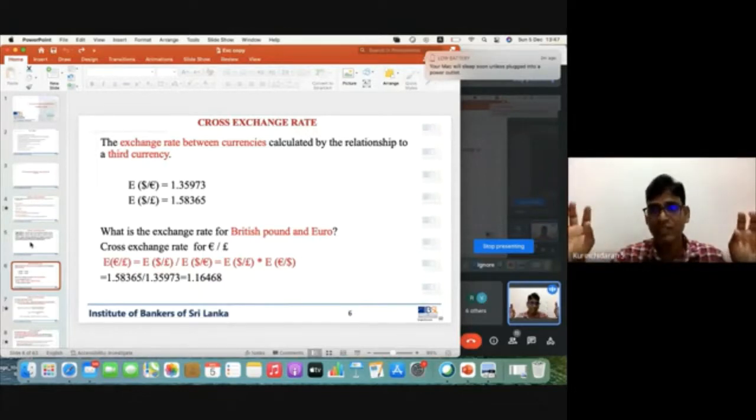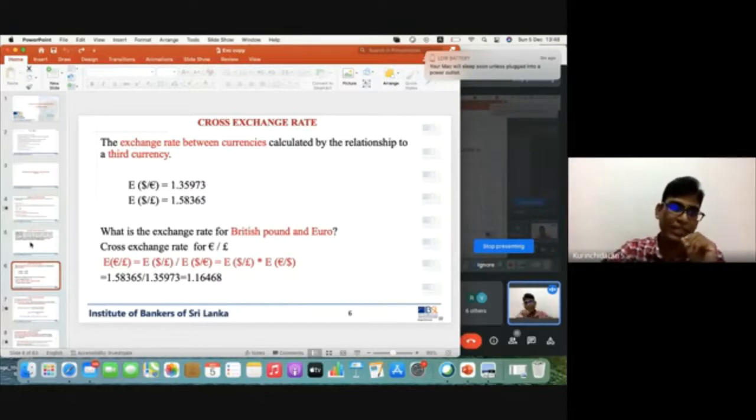You will have two exchange rates, and you will arrive at a third exchange rate. Here I have given one example. You could see the first one is the exchange rate of a euro: 1 euro is how much in dollars, and 1 sterling pound is how much in dollars. Now let's assume you don't have the euro to sterling pound exchange rate. How do we calculate it? It's straightforward. You don't need to be so confused.